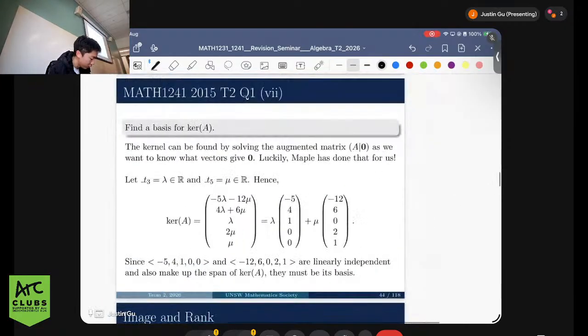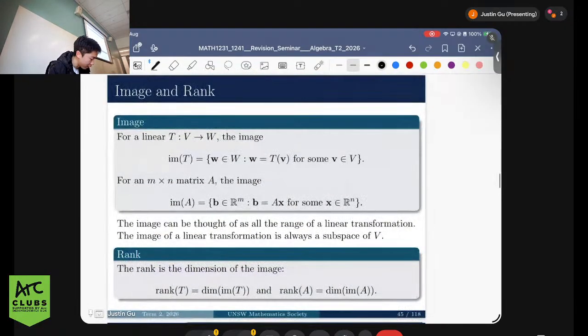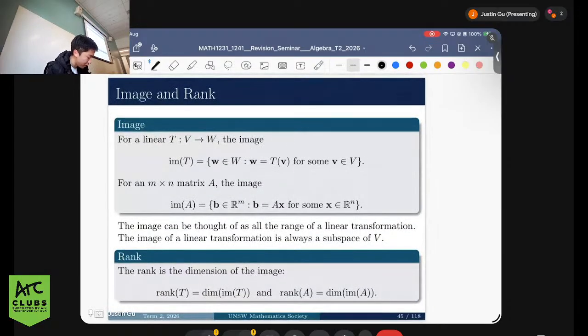Okay, moving on, image and rank. These are just definitions. The image is kind of like your y value, right? After you apply something to your x value, it's just your result. Hence you can see it's the range of a linear transformation. And then our rank is the dimension of the image.